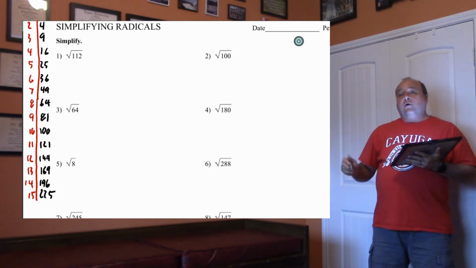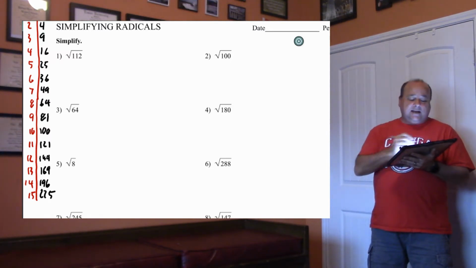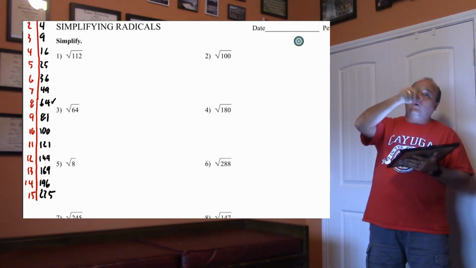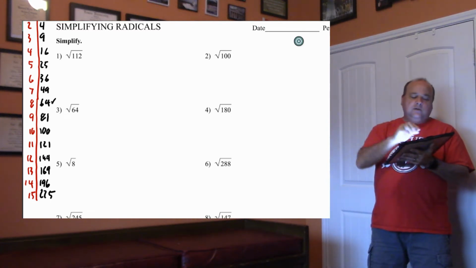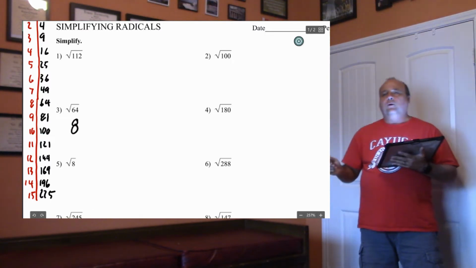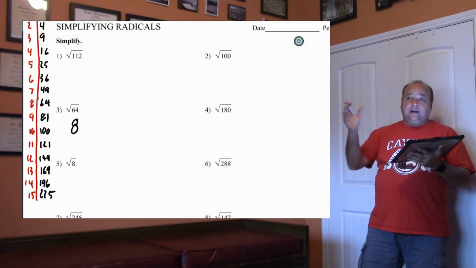So let's look at number 3 first. Is 64 on the right-hand side? 64 is right here in it. The square root of 64 would be the number to the left, or 8. So the square root of 64 is just going to be 8. Y'all with me? Okay, now we're going to do number 1 later because it's a pretty big number.